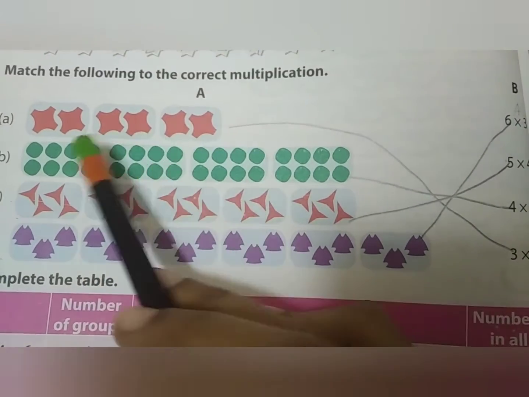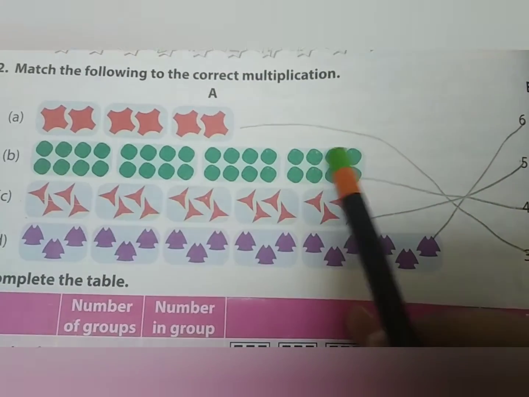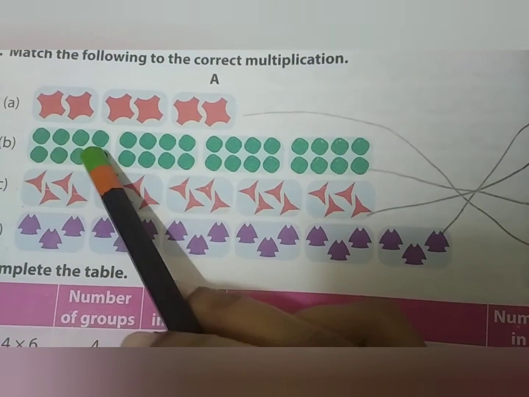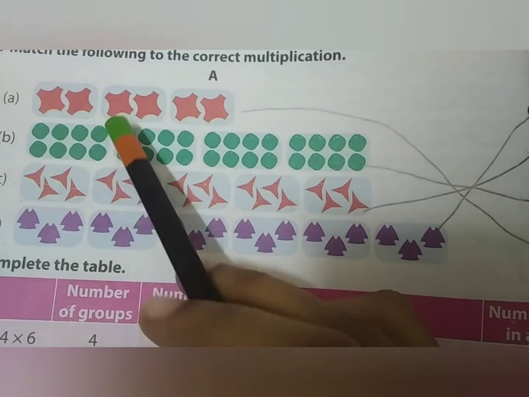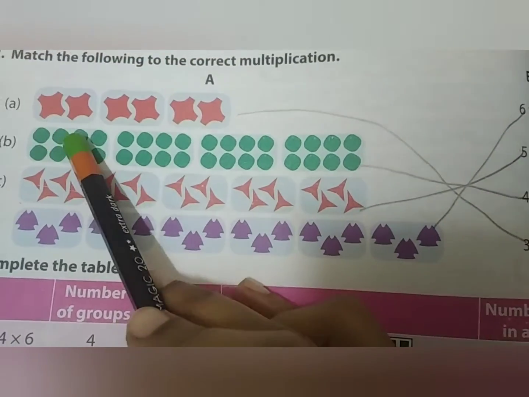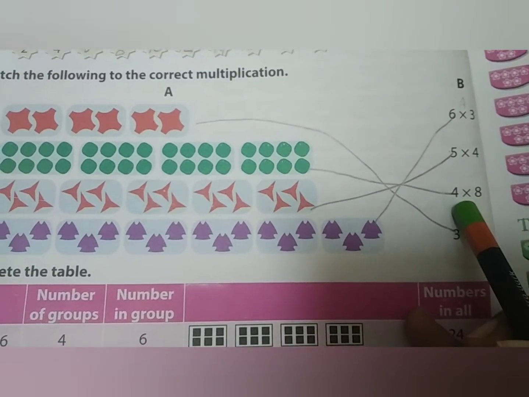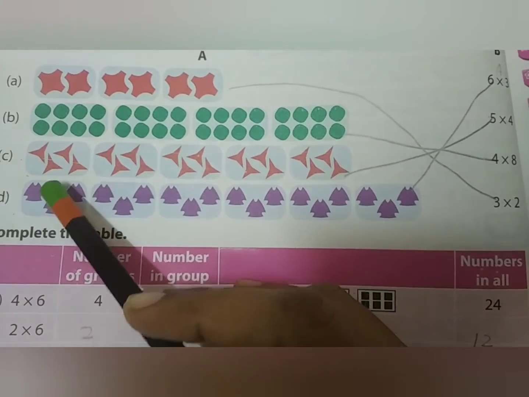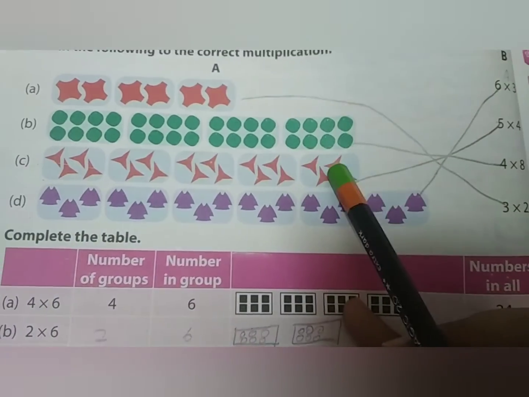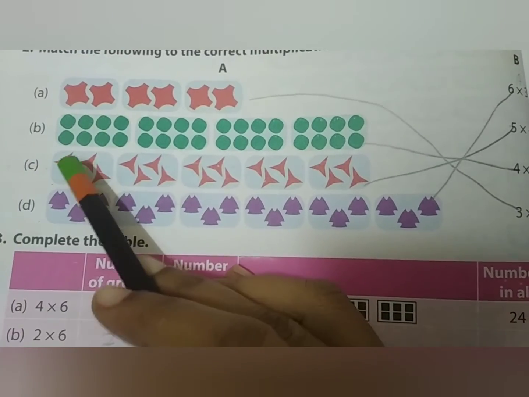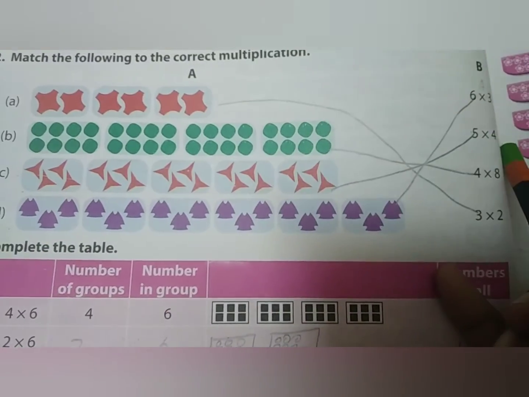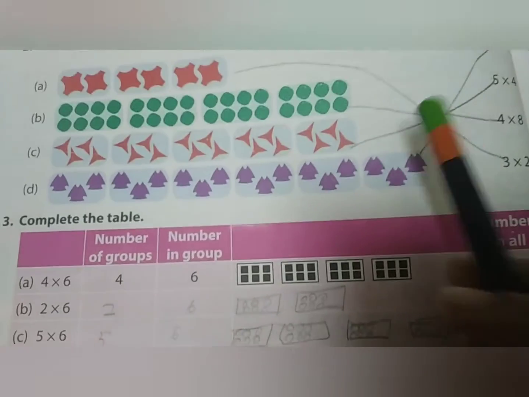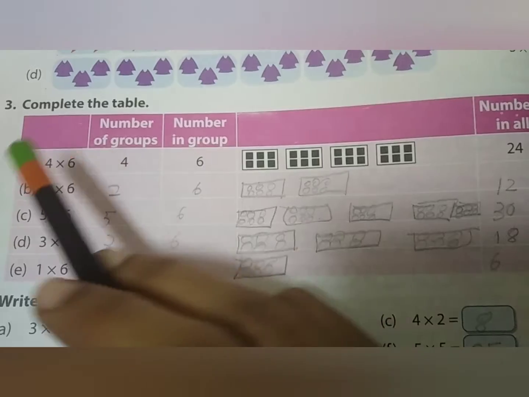So here also you can see 1, 2, 3, 4. 4 sets are there with each having 1, 2, 3, 4, 5, 6, 7, 8 pictures. Okay, that means what? 4 into 8. So you have to match with 4 into 8 children. Okay, similarly this one 1, 2, 3, 4, 5. 5 sets with each 1, 2, 3, 4. So 5 into 4. Similarly, this one 6 into 3. So you have to match the followings. Okay. Moving to the next one.